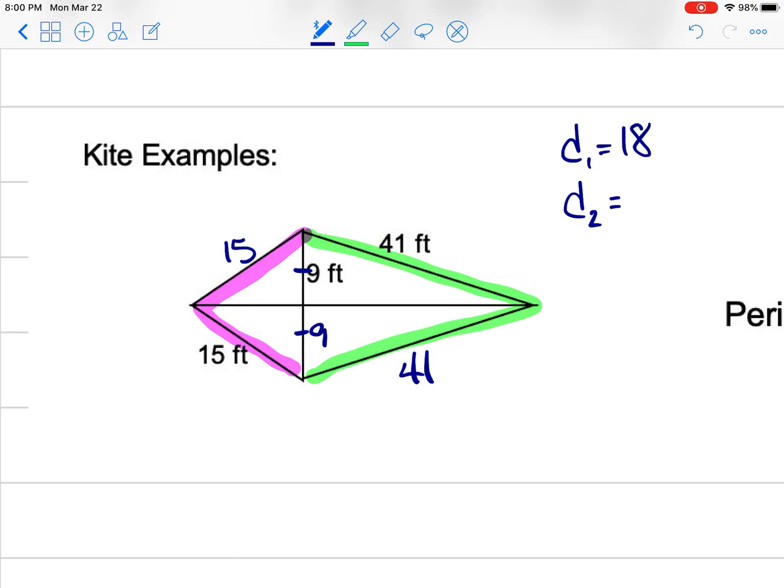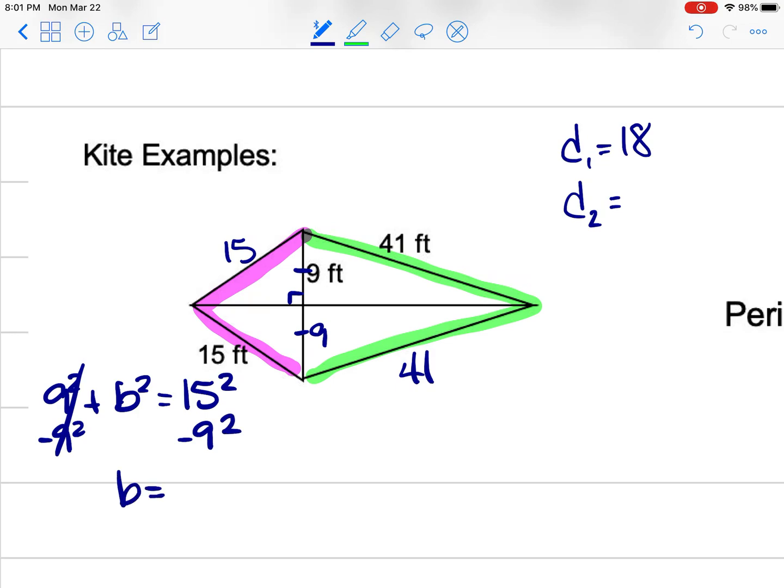So we're going to have to use Pythagorean theorem to find these pieces, and we're going to have to do it twice. So we're going to do one with the 9 and the 15, and remember that's a right angle, so 15 would be your C. So 9 squared plus b squared equals 15 squared. Subtract the 9 squared over, square root, and b would equal 12. And so that 12 is going to go right here. Draw an arrow so you remember where I got that information from.